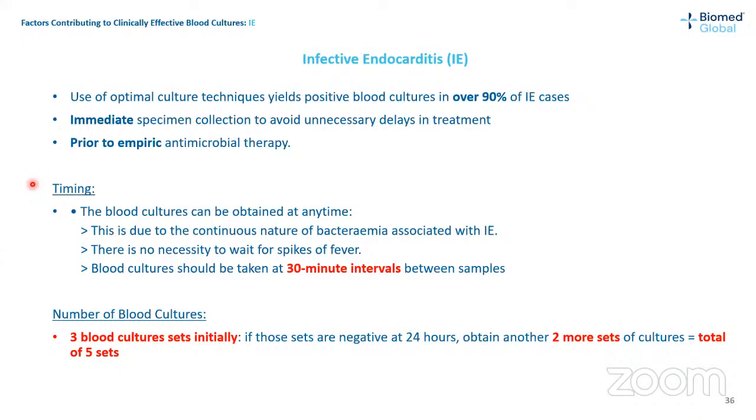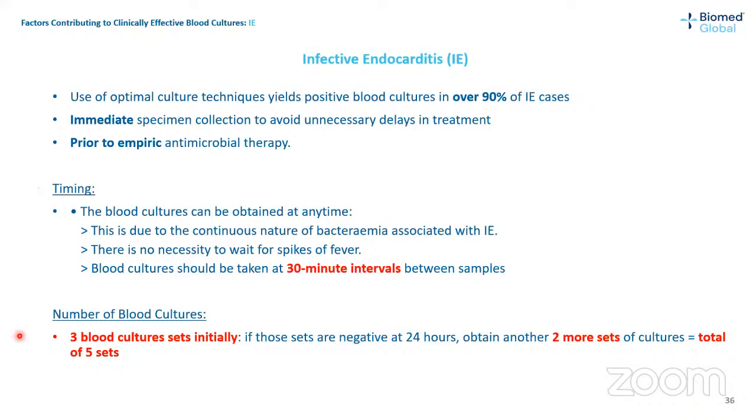Blood cultures for IE can basically be obtained at any time. This is due to the continuous nature of bacteremia associated with IE. So again, there is no need to wait for that exact time of a temperature spike to get the samples. Blood culture sets should be taken at 30-minute intervals between the samples.